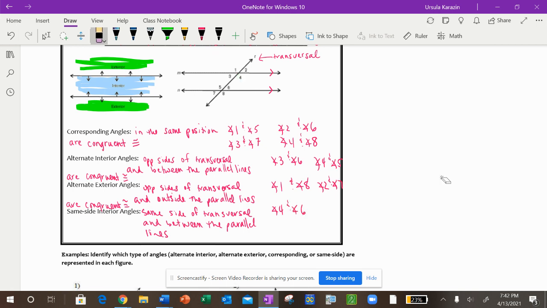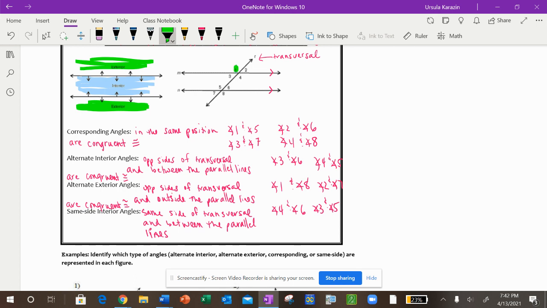And then angle 3 is on the inside and left, and angle 5 is on the inside and left. Okay, I'm going to hold off for just a second to tell you what the relationship is for these. These are not going to be congruent. And here's why I want to hold off for a second. I want us to label the ones that are congruent.